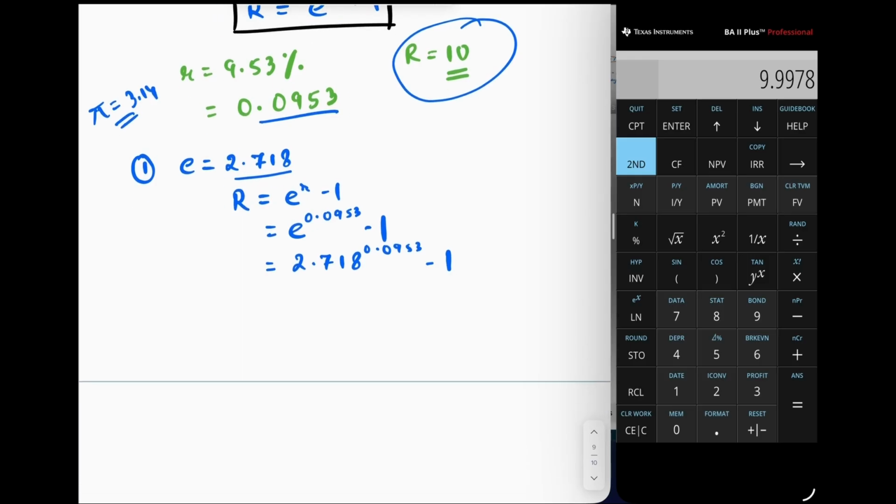What is the second way? The second way is by tapping this. Let me just show you. Let me clear.